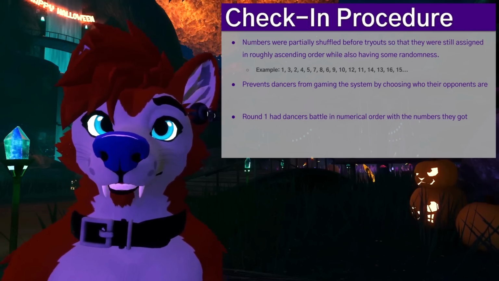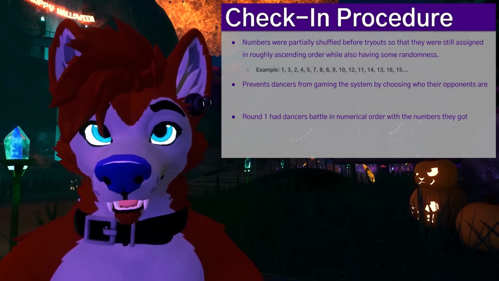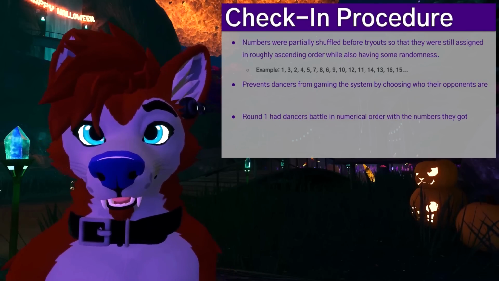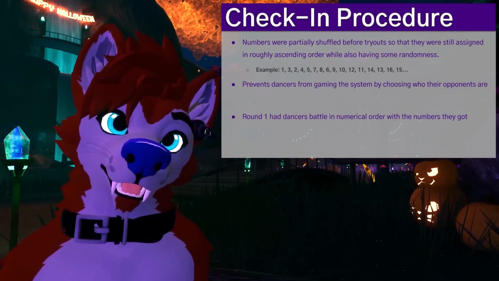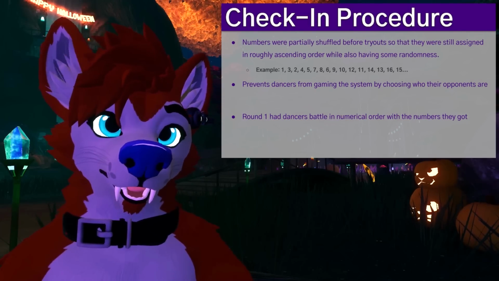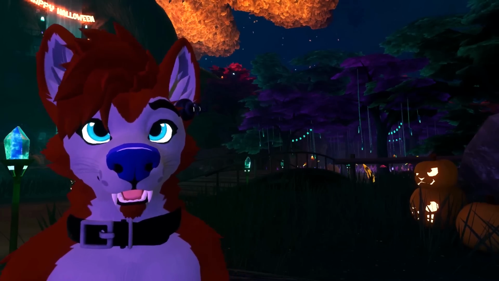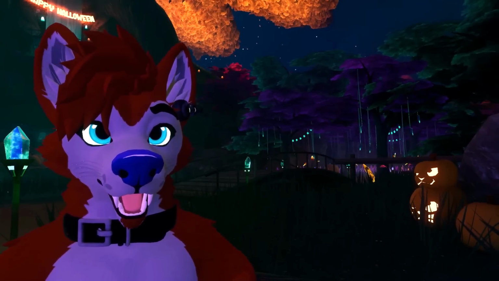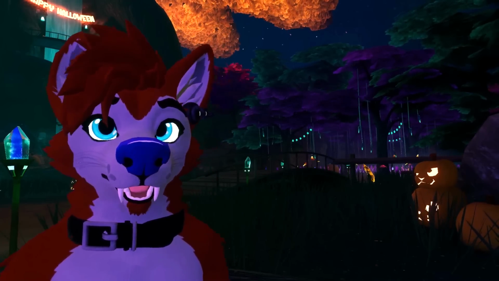Numbers were partially shuffled before the event so that they would be given out in a rough ascending order while also being somewhat random. This was done to prevent dancers from gaming the system by choosing who their opponents are in the first round. Round 1 was conducted where the dancers battled in numerical order. Splitting the dancers up into 3 experience groups means that the dancers were battling against each other roughly at the same skill level. I call this fuzzy chess ordering because perfect chess ordering isn't possible in the current system.